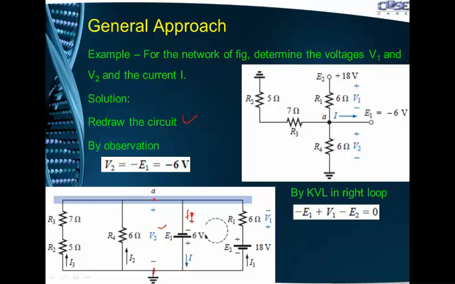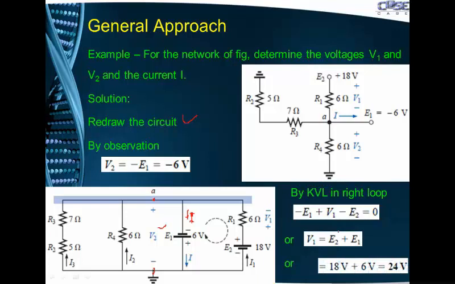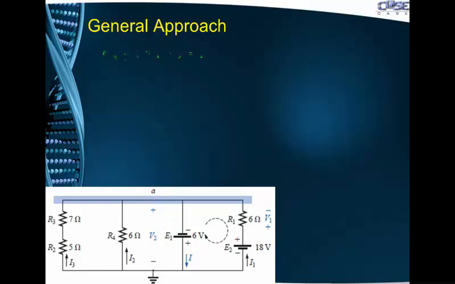Then by KVL in the right loop, we can always apply Kirchhoff's voltage law to find the unknown quantity in this loop, which is V1, and the rest of the quantities of the loop are known. That is, this voltage we know is 18 volts, this voltage we know is 6 volts, and this is the unknown. So by applying KVL we can find the unknown quantity V1. So V1 would be equal to E1 plus E2, which is 24 volts.